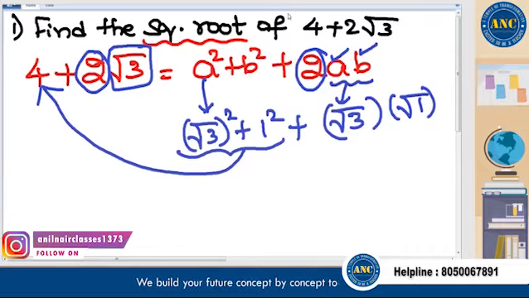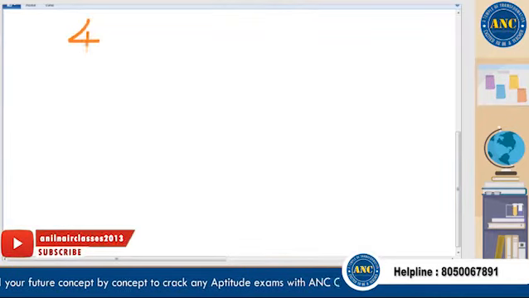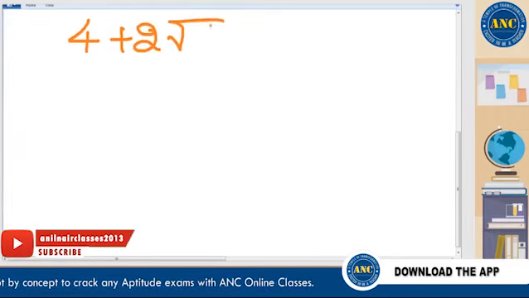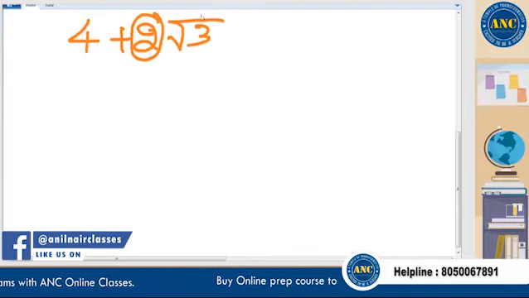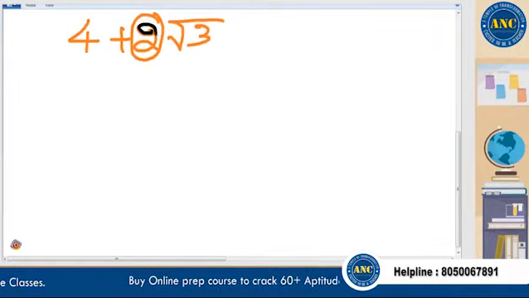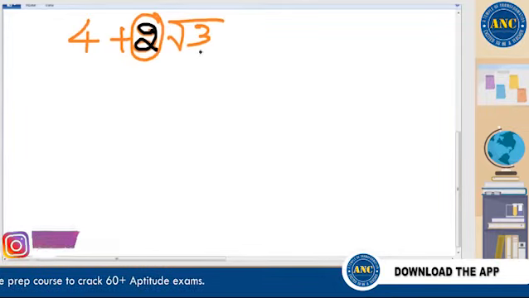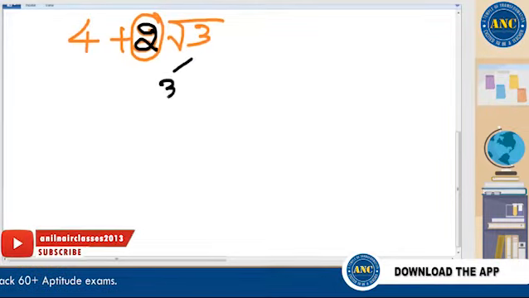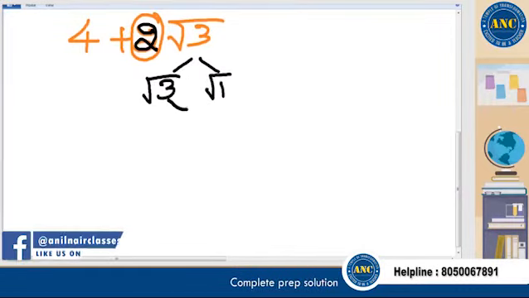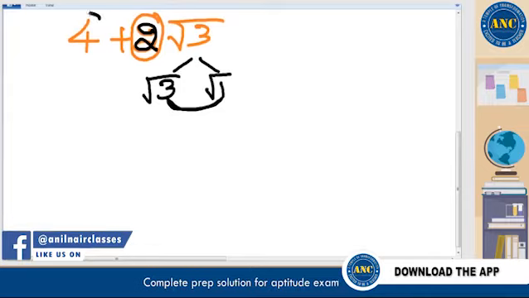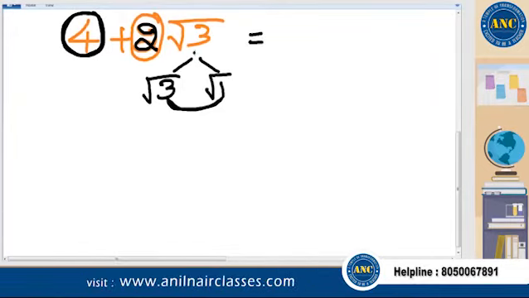Now, you need not write all these things in the examination. Directly try to check it out and write very fast. 4 plus 2 root 3 is what I have. This 2 is very important. If the 2 is not present, express it as 2 into something. Now, this root 3, I can write as root 3 into root 1. Check it out: the sum of these two squares should give me this number. 3 plus 1 is nothing but 4. Yes, because it is satisfying.